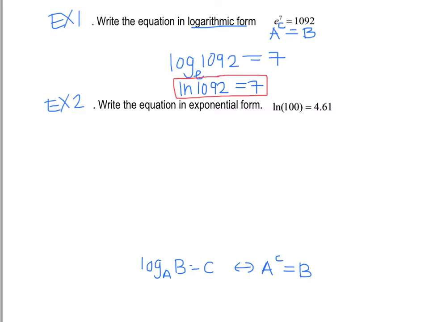Now if we do the inverse of that, we're given it in log form. So natural log of 100 equals 4.61. That's equivalent to saying log base e of 100 is 4.61. Remember, ln and log base e are the same thing. So now I can go from this form, log base a of b is c, to this form, a to the c is b. So that's e to the 4.61 equals 100. Again, we were just converting it to exponential form there.